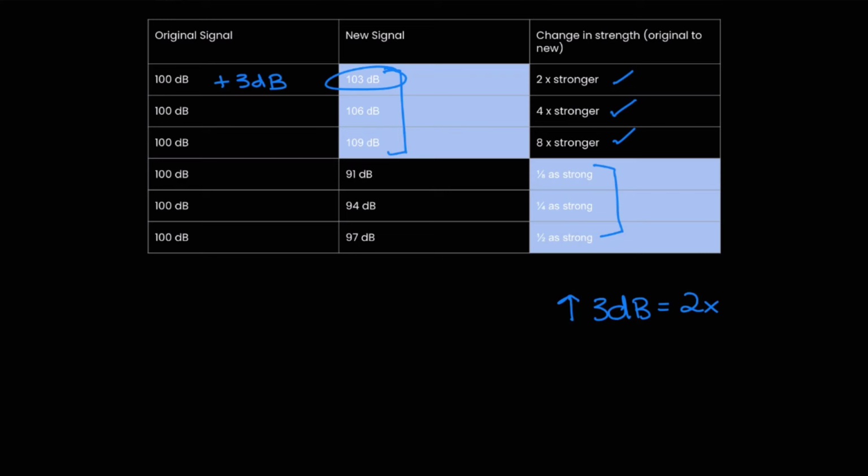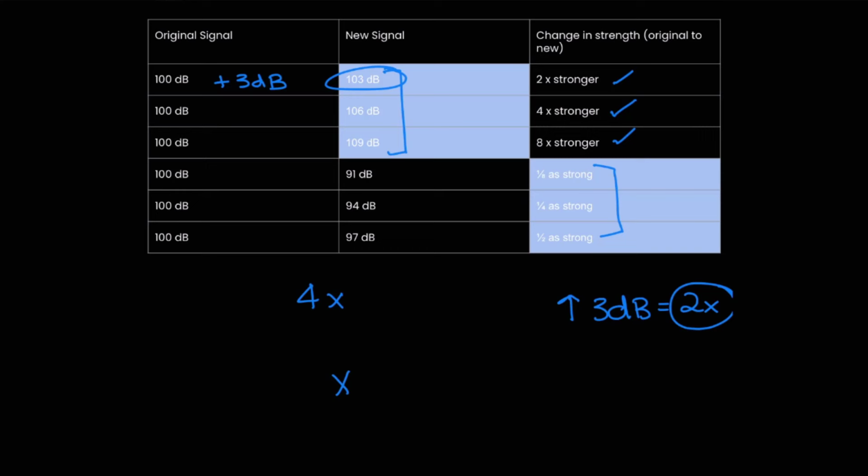Jumping down to the 4 times stronger, remember that the change in strength is telling us the factor by which the intensity is going to change. So when we say something is 4 times stronger, it has increased by a factor of 4, or multiplied by 4. And because we're working in multiplications, we should always be multiplying then our decibel factors. So we are not looking for two factors that add to 4x. We are looking to find factors that are going to multiply to 4x.